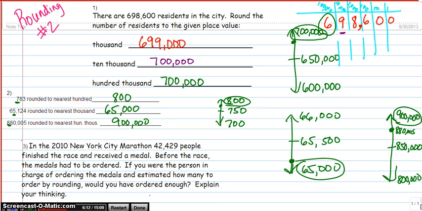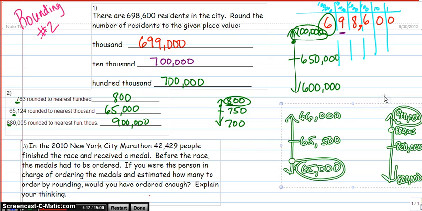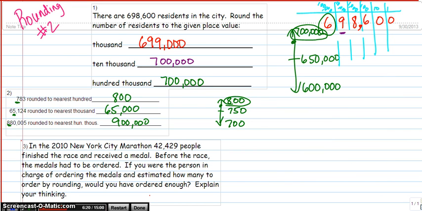And then our final problem is coming up. So let me erase a couple of these. Remember, you can always pause the video at any time so that you can copy down important information. Now it says, in the 2010 New York City Marathon, 42,429 people finished the race and received a medal. Before the race, the medals had to be ordered. If you were the person in charge of ordering the medals and estimated how many to order by rounding, would you have ordered enough? Explain your thinking.